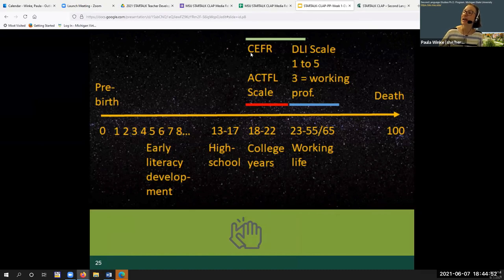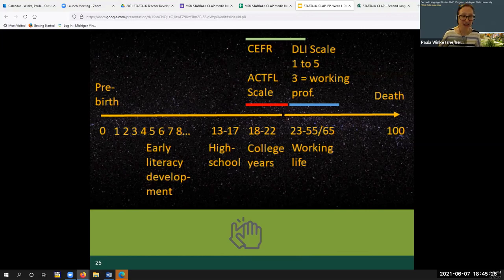And we also had at the same time in the 1990s, the beginning of the Common European Framework of Reference for Languages. So maybe some of you have heard of that. It's another scale for adults. It's for language exchange and working conditions in Europe. And it's the A1, A2, B1, B2, C1, C2 scale. So this one too is more for adults and not tied to college level learning, but more just learning foreign languages in general. So now we have these three different scales.